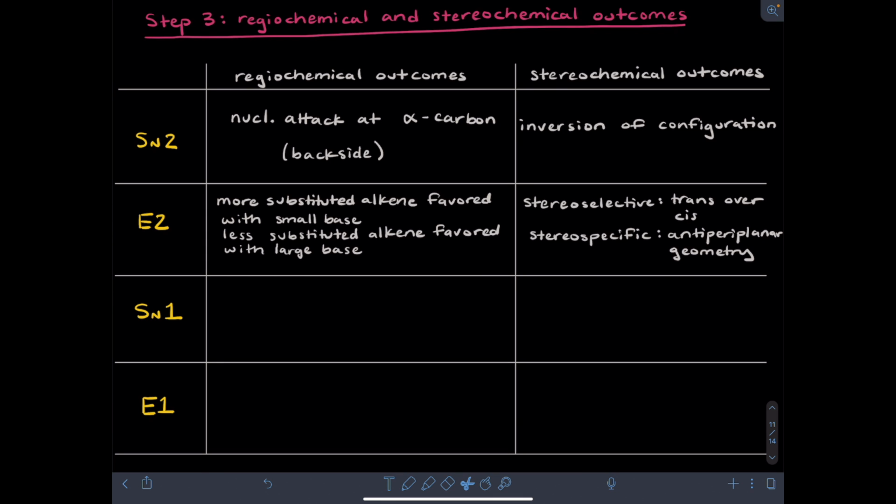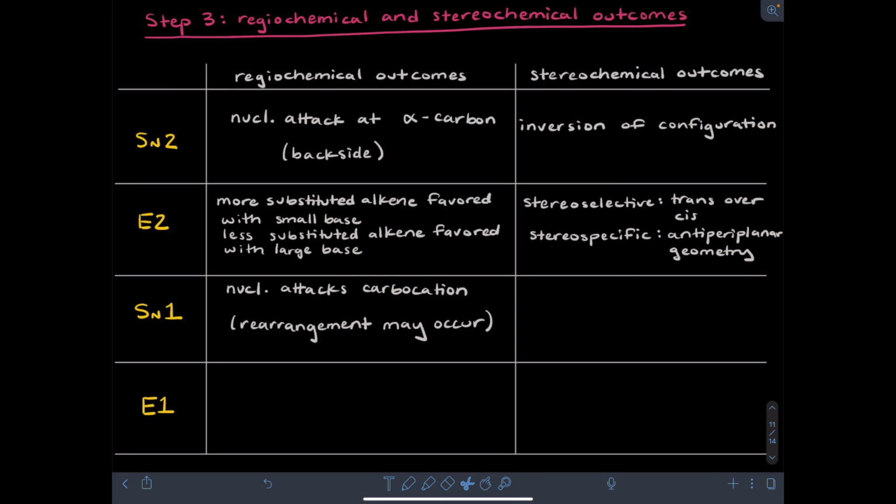E2 reactions can be described as either stereoselective or stereospecific, depending on how many alpha hydrogens there were at the position being deprotonated. E2 reactions are stereoselective in that they favor formation of trans over cis disubstituted alkenes. And they are stereospecific because they occur from an antiperiplanar geometry.